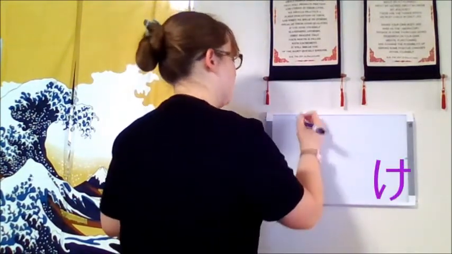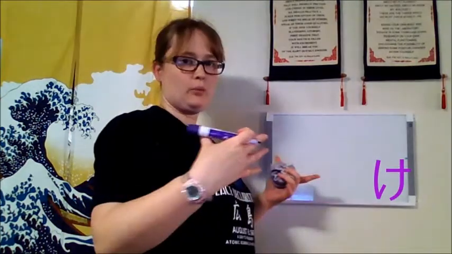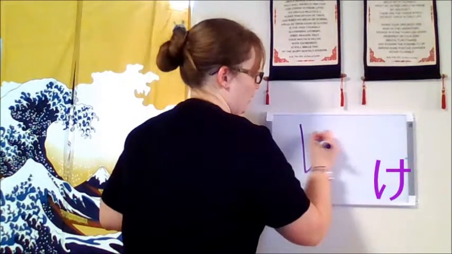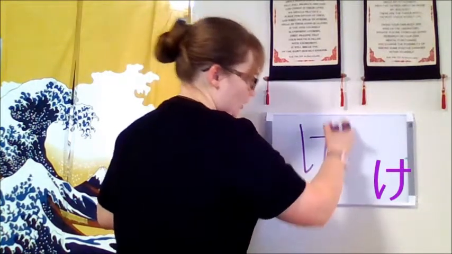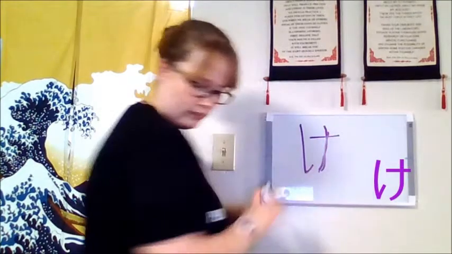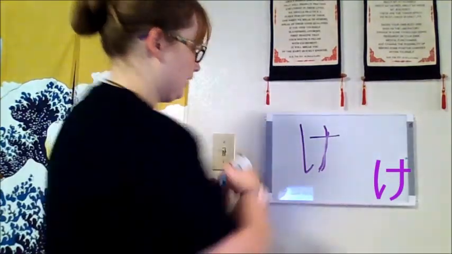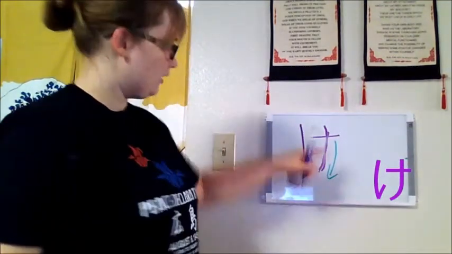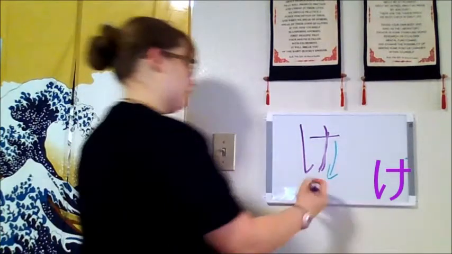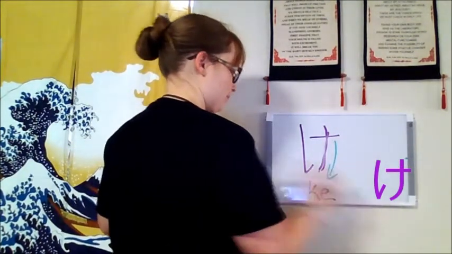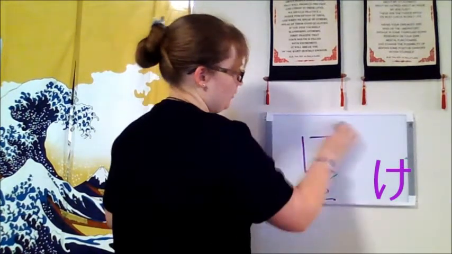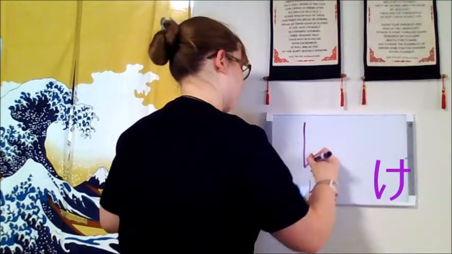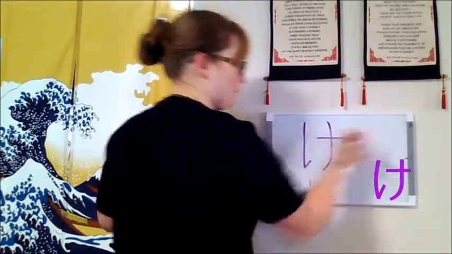Next is ke. And ke kind of looks like a stick man with a cane, right? So here's the cane, and it's got a hook on the end of it. And here's the man who needs the cane, and his body is kind of at a curve. So when you write it, you want to make sure that you give it a little bit of a swooping shape. This is ke. Mou ichido, ke.